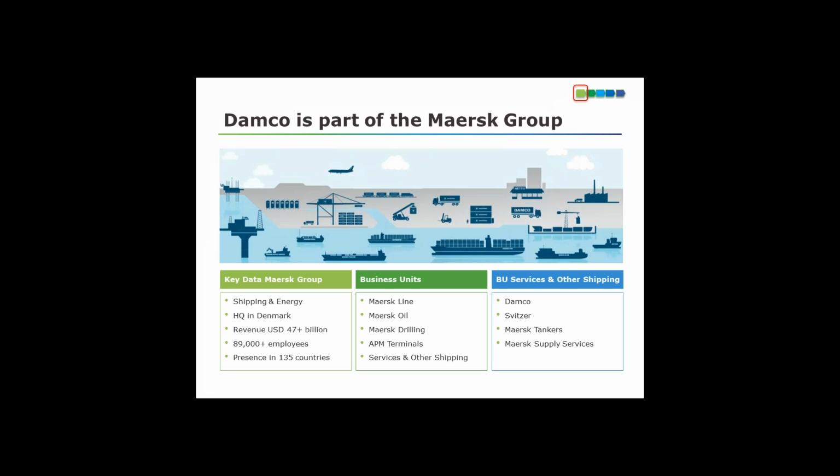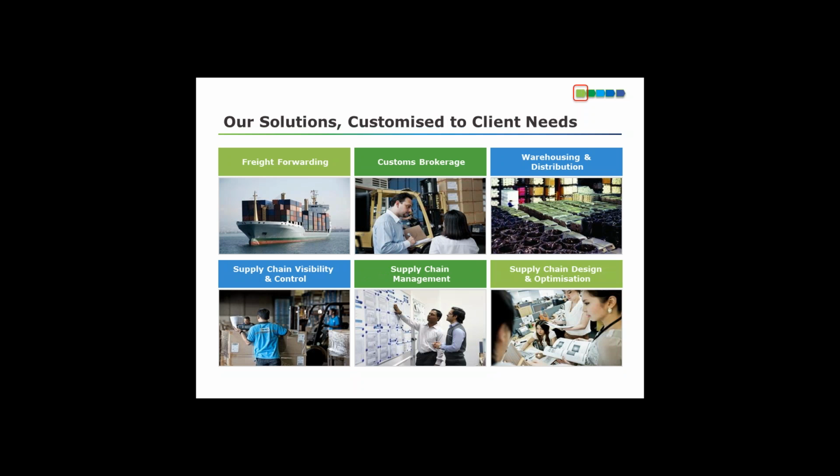So who is Damco? Damco is part of the AP Moller Maersk organization, a relatively sizable conglomerate operating in multiple fields of logistics. We have a large organization in terms of our presence and our footprint in many countries around the world today. Where Damco fits into that organization is within the services and other shipping part of the business, and we're acting as a supply chain management organization in addition to being a NVOCC or a freight forwarding company.